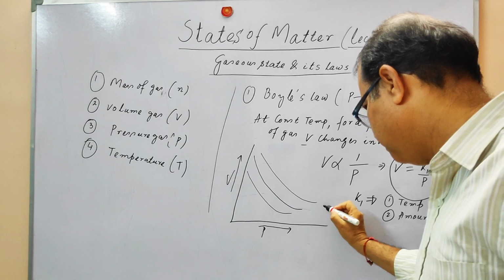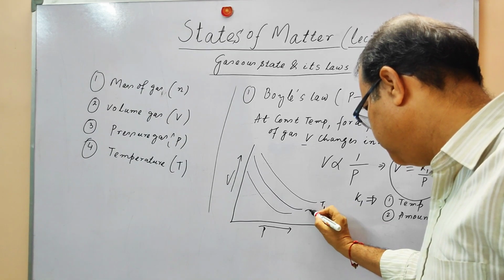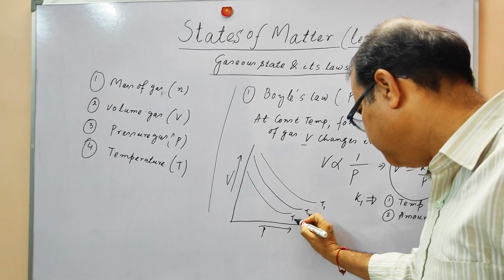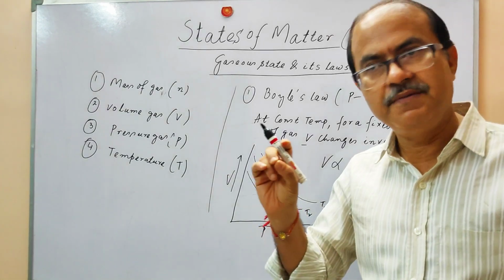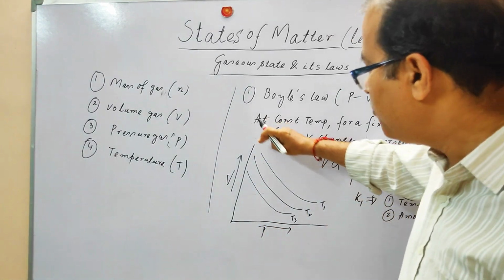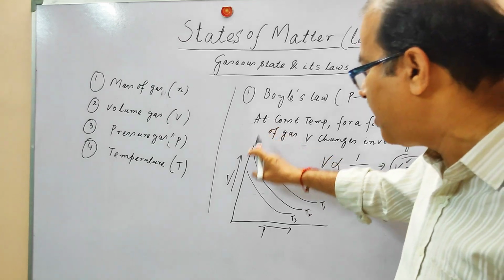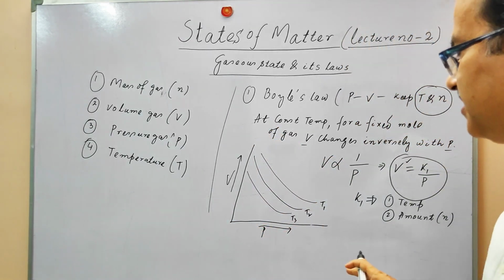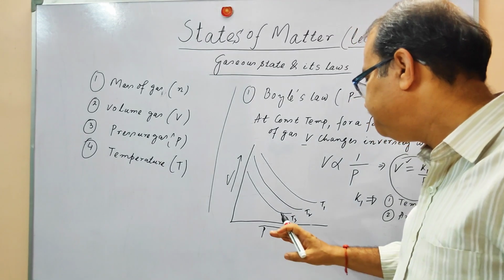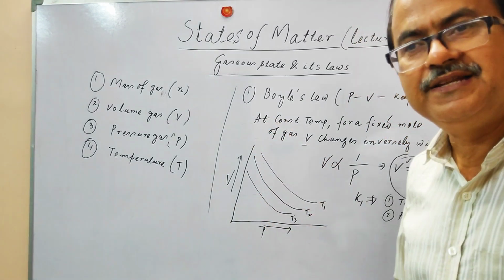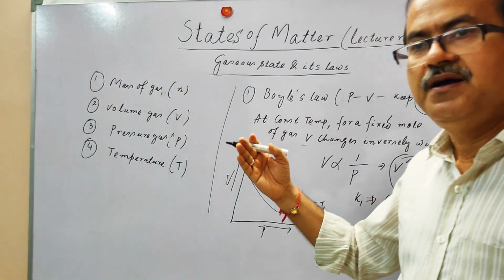Suppose this is T1, T2 and T3. They are basically fixed temperatures. At these temperatures we have experimented and found the pressure-volume relation is this. It means when pressure increases, the volume decreases, and vice versa.